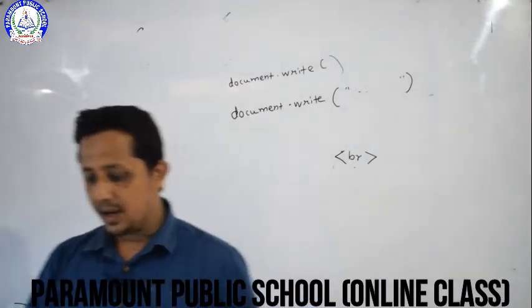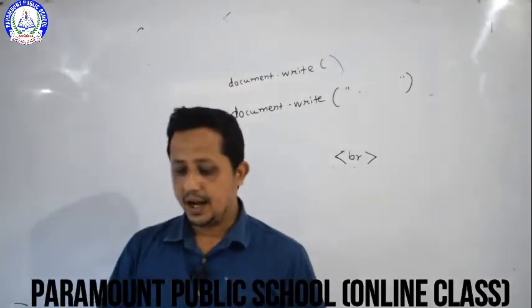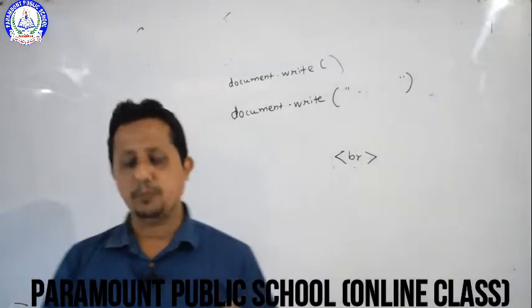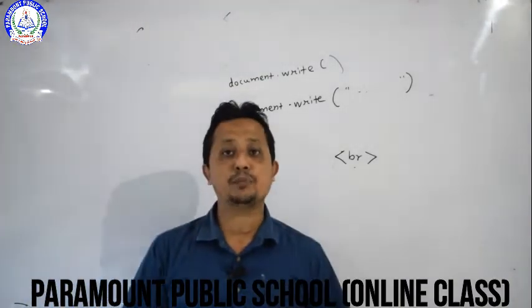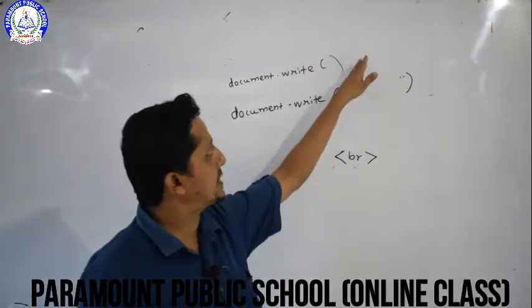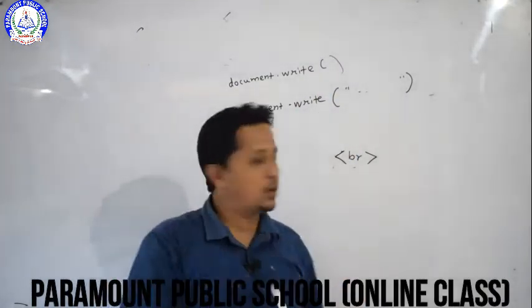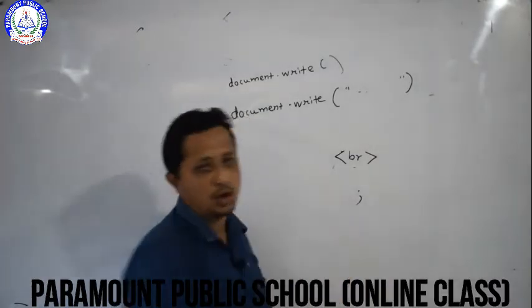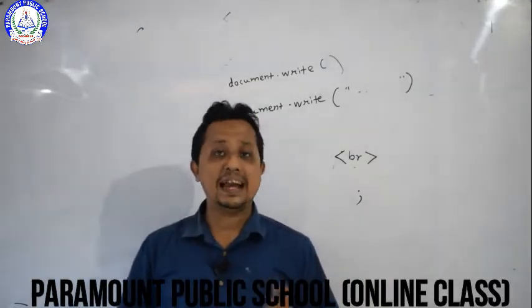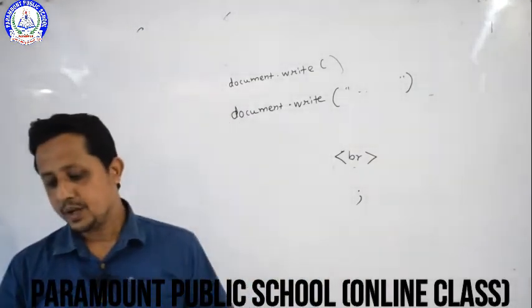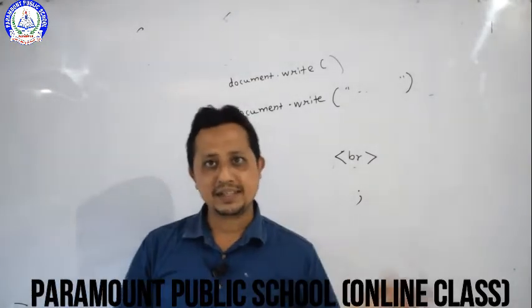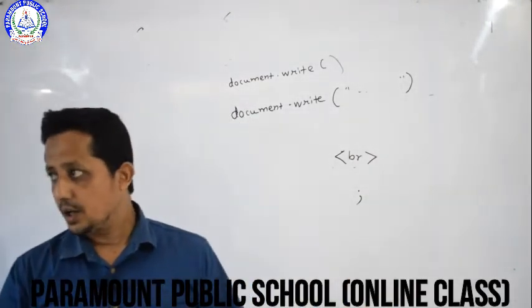Now what is semicolon in JavaScript? Basically a simple statement in JavaScript is generally followed by a semicolon. But we can omit the semicolon if the statements are placed in separate lines.